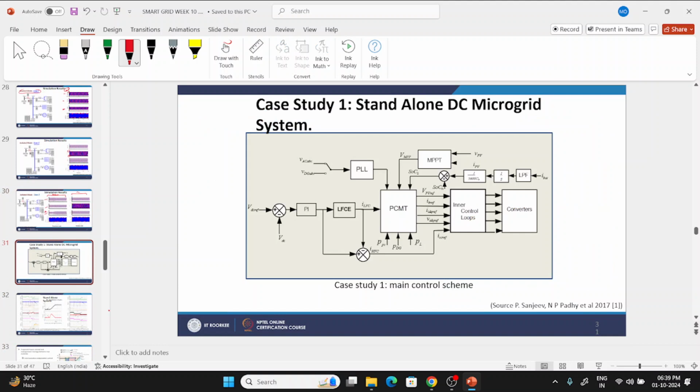Now, another case study has been done on a standalone DC microgrid. This is a DC microgrid. There is a PLL, phase locked loop. The MPPT is here. The voltage of PV and IPV will go in here, and it will give an output.